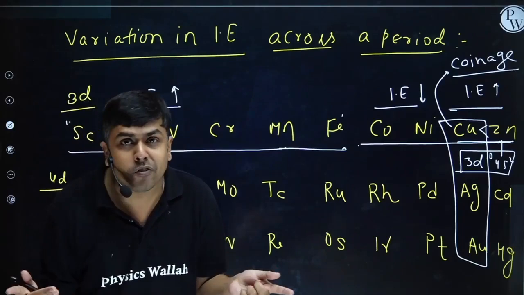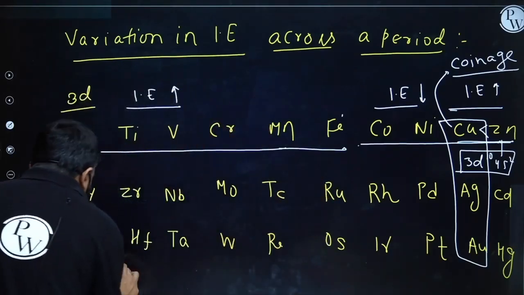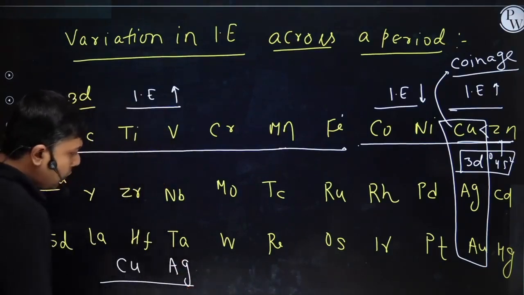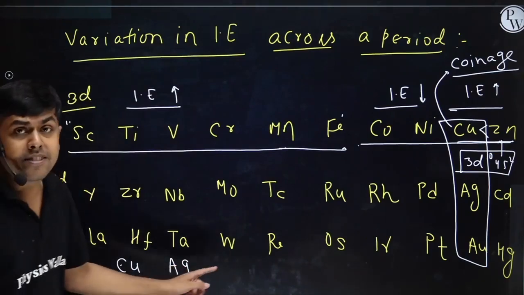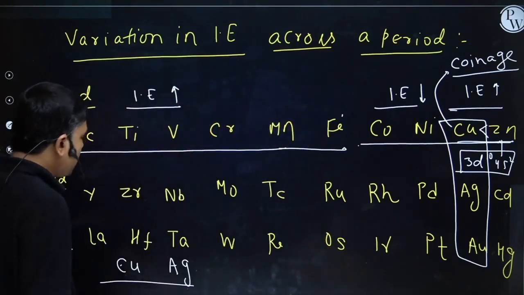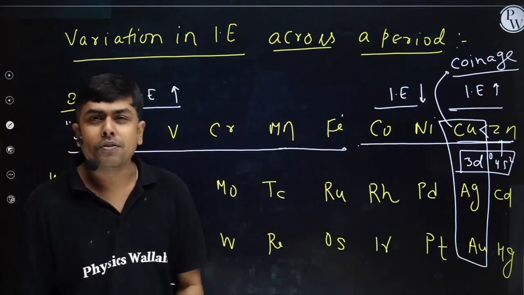So which one will have higher ionization enthalpy? Copper. Between copper and silver, 3D series and 4D series elements, in the 4D series the atomic radii is more, so ionization enthalpy is less. So the ionization energy of copper will be more as compared to silver.